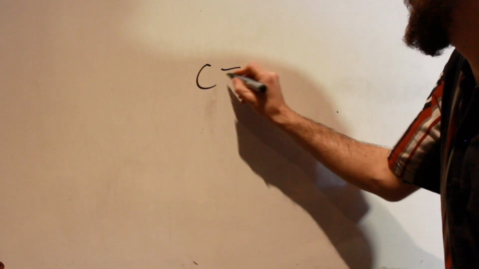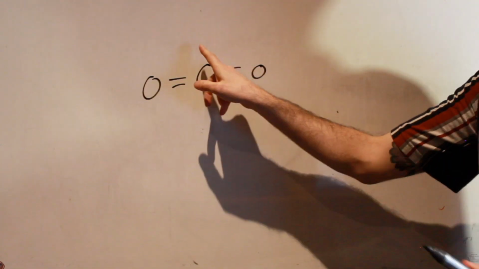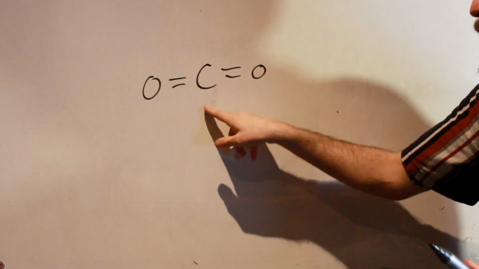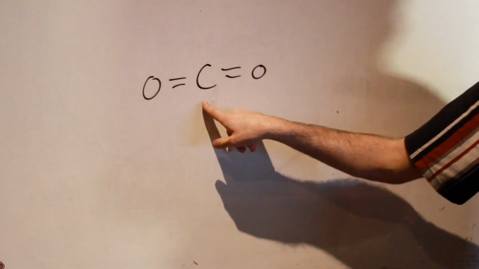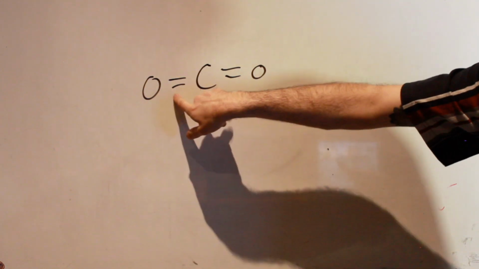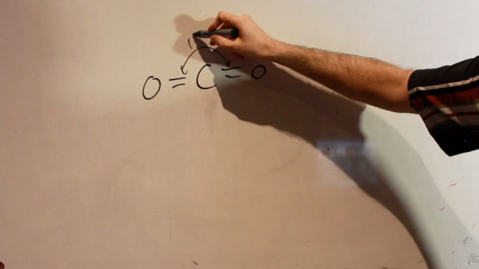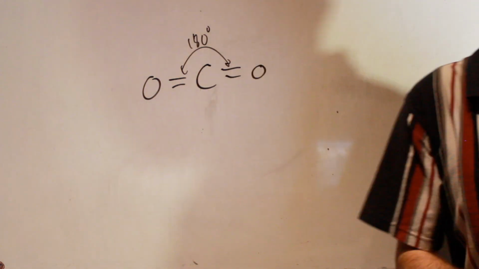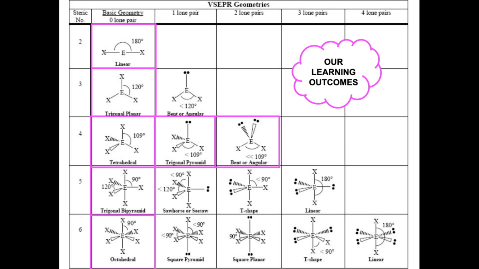So carbon dioxide we drew before. We have a carbon double bonded to an oxygen, double bonded to an oxygen. We have no electron pairs. We have no lone pairs of electrons, and we have 2 things that are bonded to it. Now we have 2 double bonds. The furthest these things can be away from each other is 180 degrees, and that's shown by my balloons here. So this is the one that we have up the top.